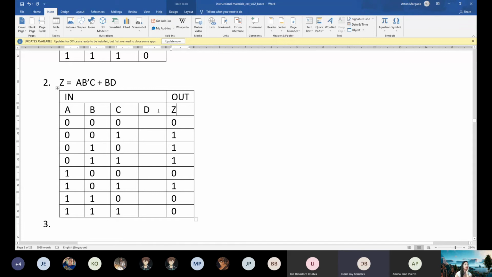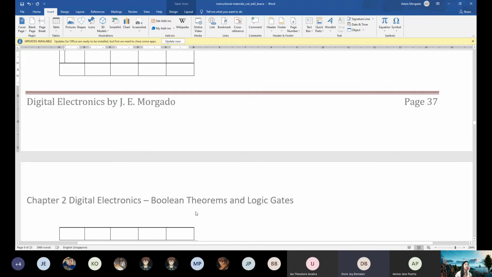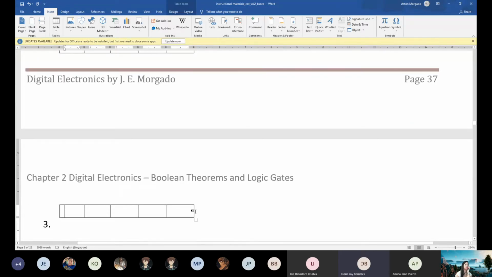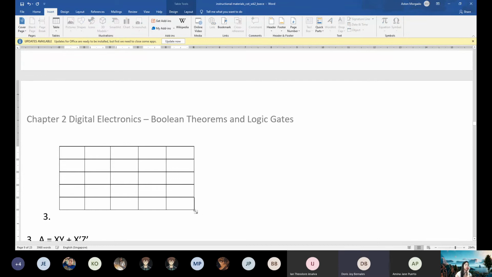So we have 4 inputs now. 2 to the 4, how many possibilities? 2 raised to 4 is 16. Okay, so we shall have 16, so 8 more: 4, 5, 7, 8.